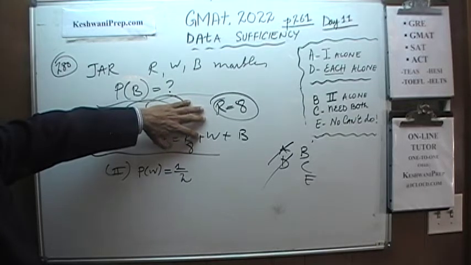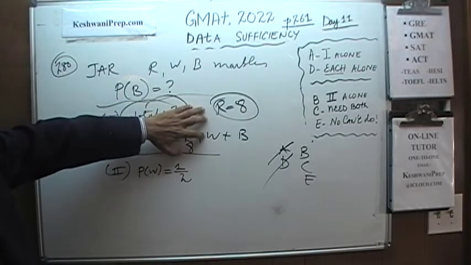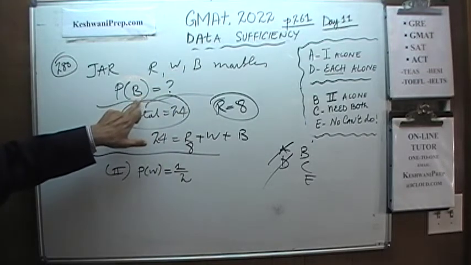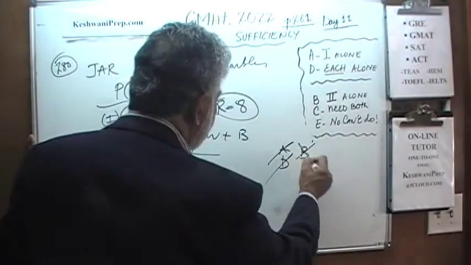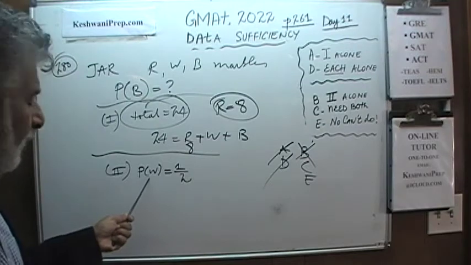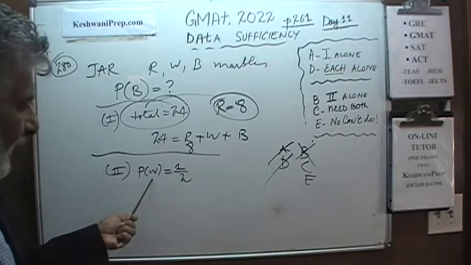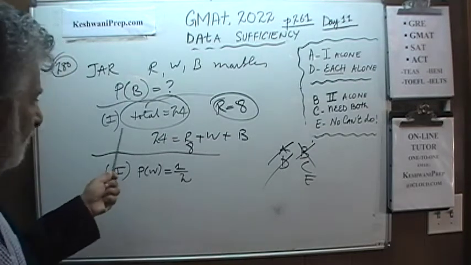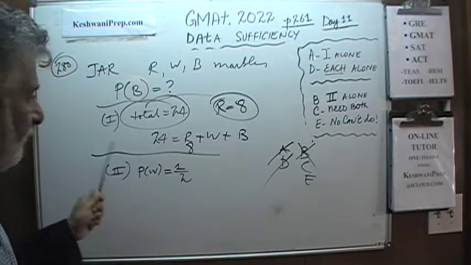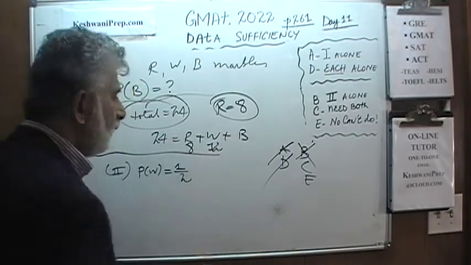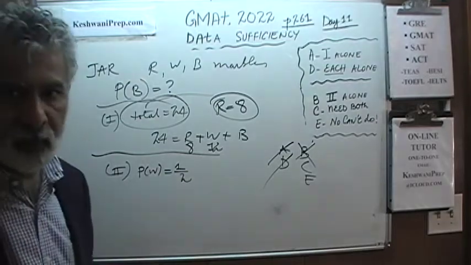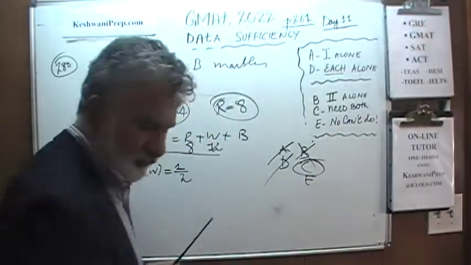Simply knowing that the odds of picking the white marble is 1/2 just tells us that half of all the marbles are white. There is no way to figure out how many blue there are. But when we put them together, we can get someplace. Knowing from the first statement that there are 24 total marbles and the odds of picking a white marble is 1/2, the white must be 12. And now we can figure out the blue. Blue must be 4, therefore the odds of picking a blue is 4 out of 24. The answer is C.